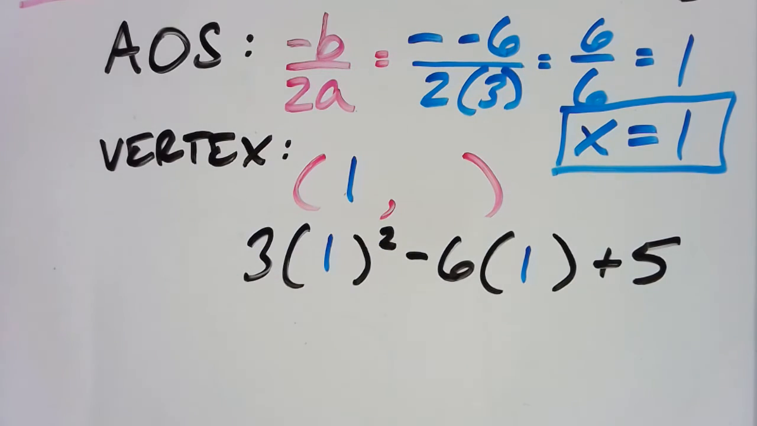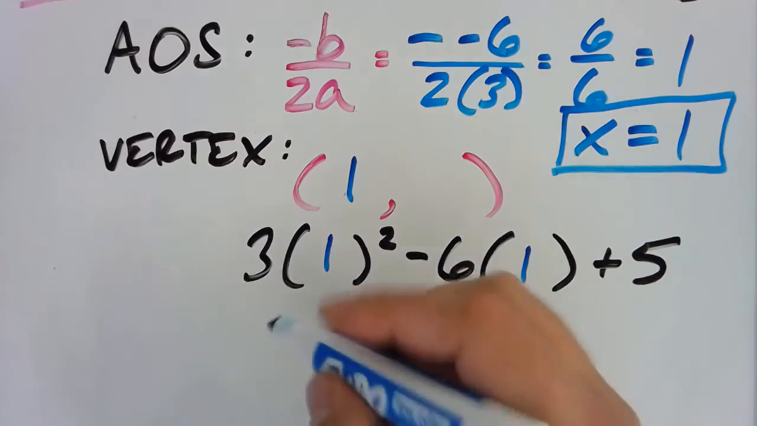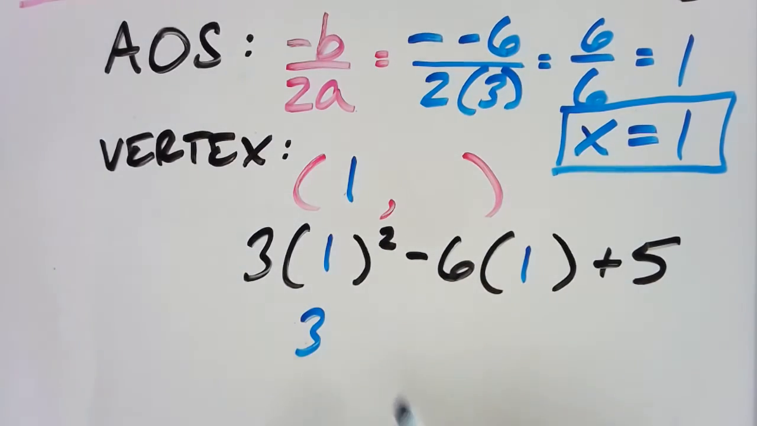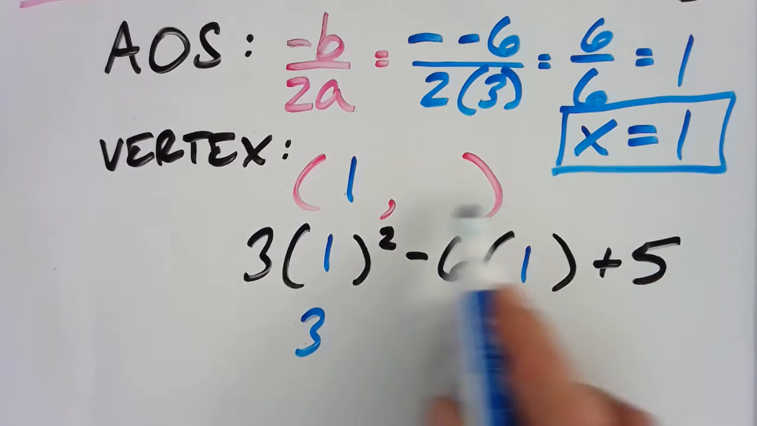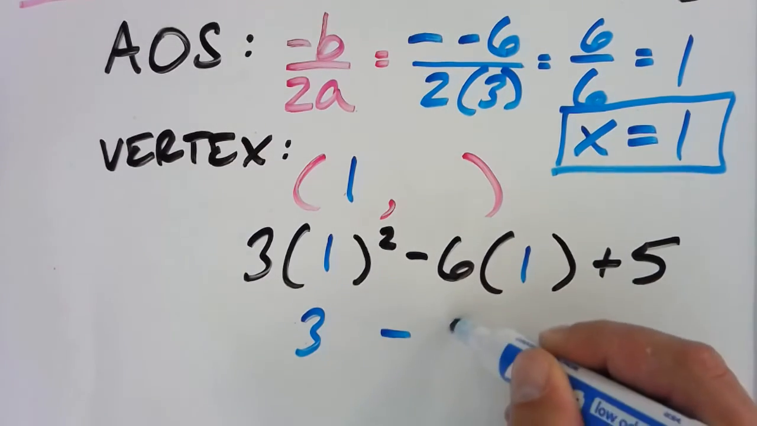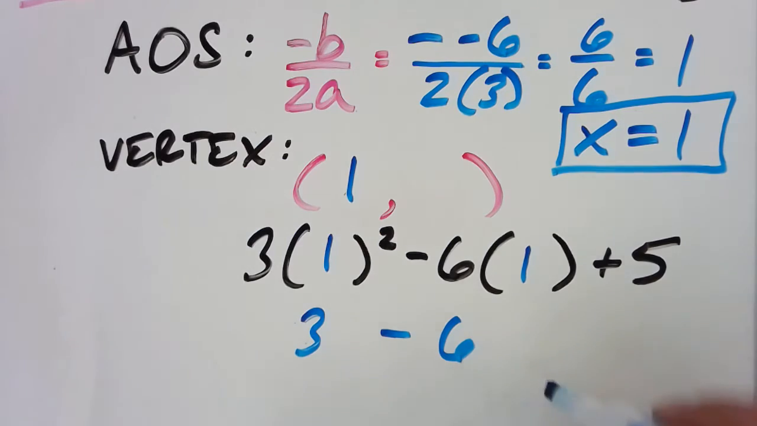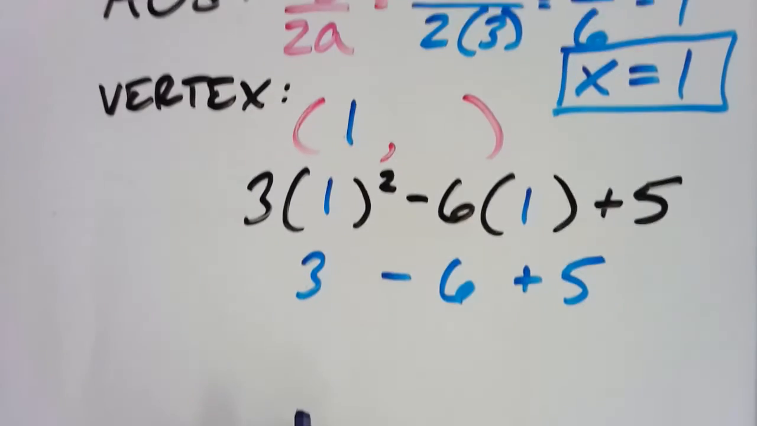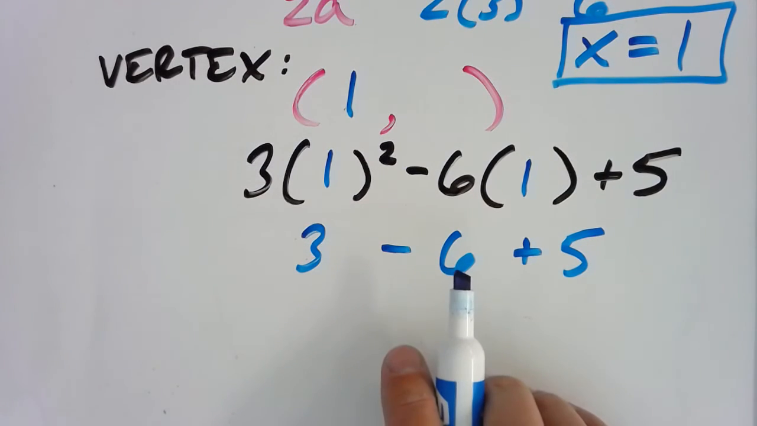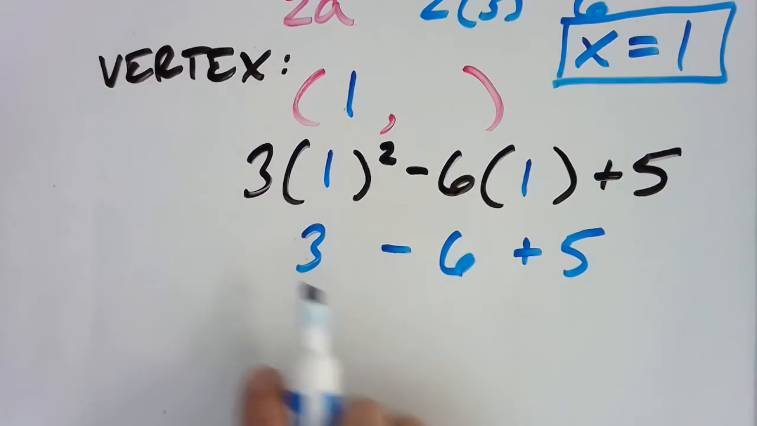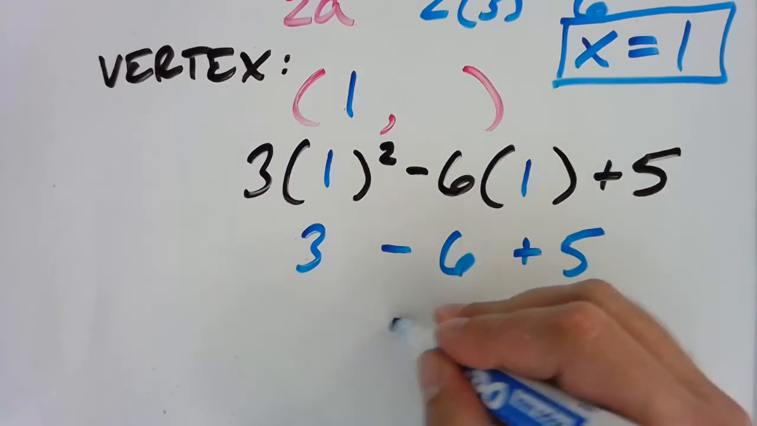1 squared, I have to do that first because of the exponents in my order of operations. But 1 squared, or 1 times 1, is 1. That 1 times 3 gives me 3. So what's 3 times 1 squared? It's 3. That's this chunk. Next chunk is this. Negative 6 times 1 is simply negative 6. And then the plus 5 is exactly as it's written. Well, this is just simple arithmetic now. Just do it in order. 3 minus 6 gives me negative 3. Plus 5 gives me positive 2.